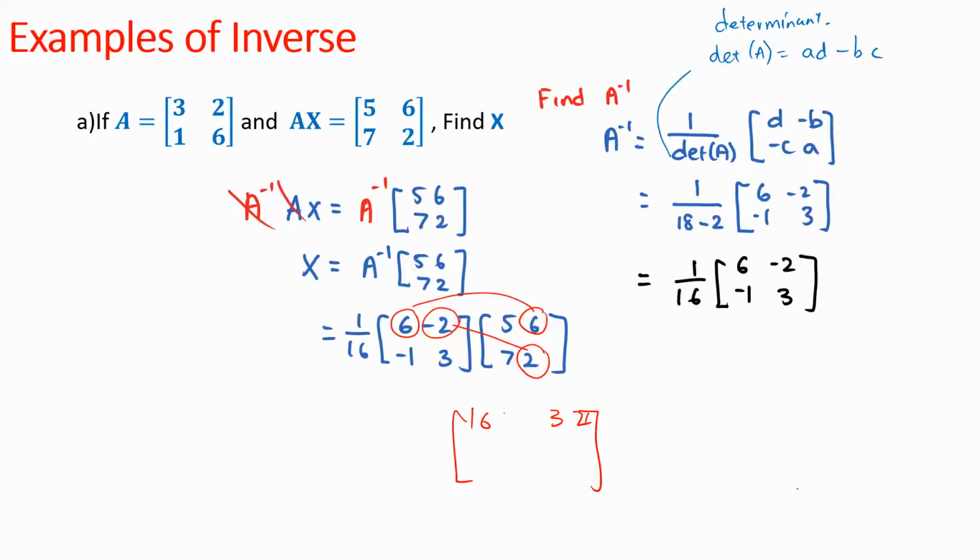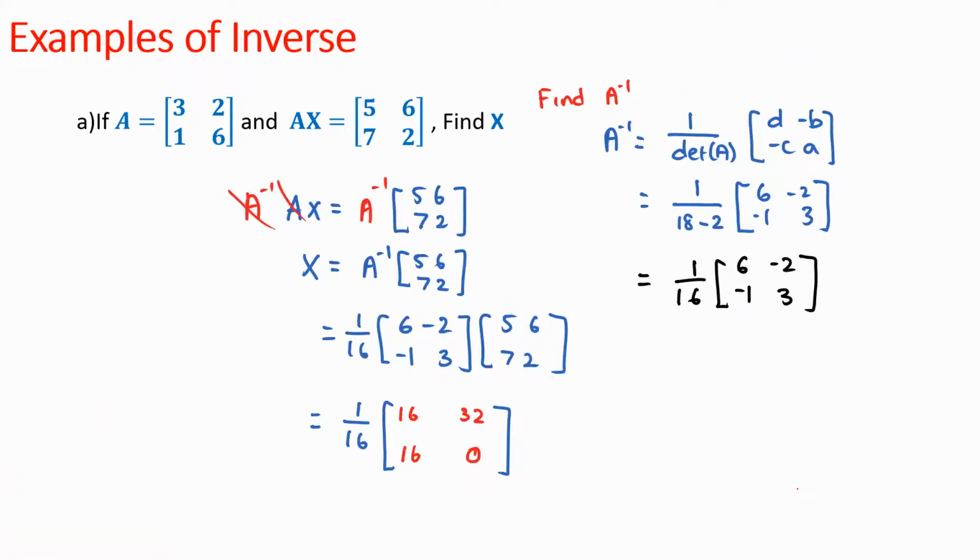Row 2, column 1 will give me the entry for row 2, column 1. Row 2, column 2 will give me the entry for row 2, column 2. Okay, so negative 1 times 5 is negative 5 plus 21. So 21 take away 5, which is 16. Okay, and then negative 1 times 6 is negative 6 plus 6 is 0. That's why I got 16, 32, 16, 0. Okay, so all I did was matrix multiplication, 2 by 2 matrix.